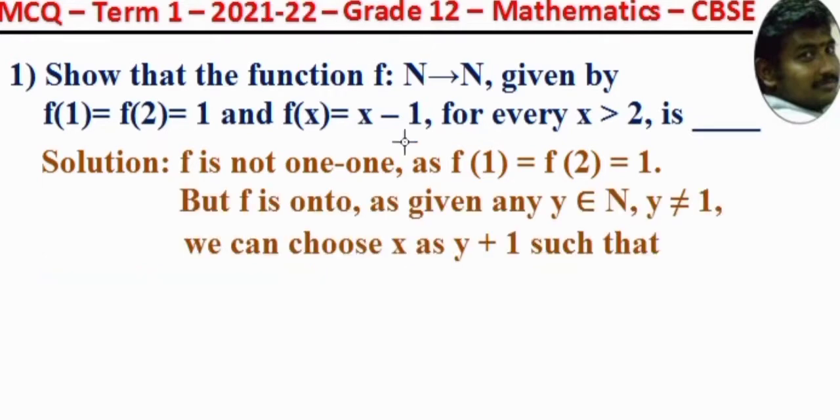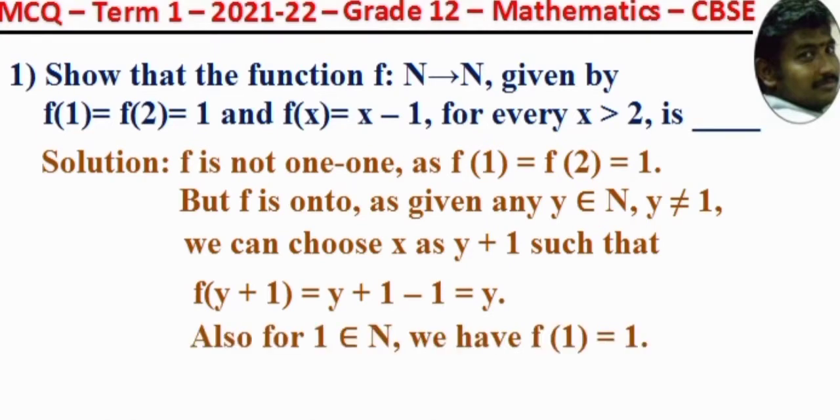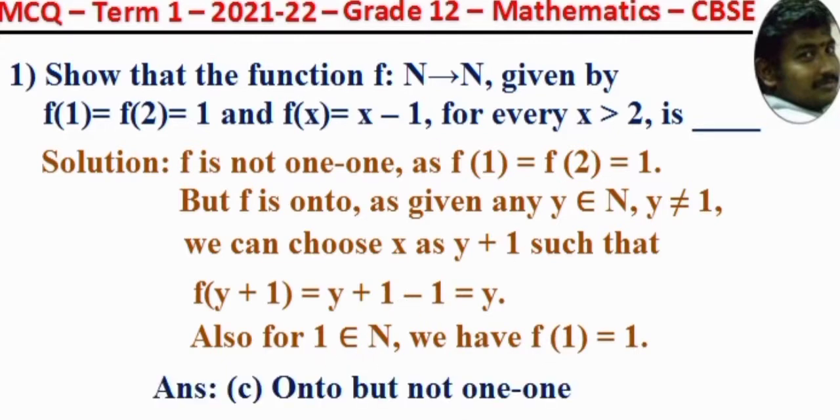If you apply that, what will happen? We choose x as y plus 1. Then f of y plus 1 equal to y plus 1 minus 1, equal to y. As per the formula, we get y, which belongs to N also. And f of 1 is 1 already there. So all elements have their pre-image. That's why we can conclude that the given function is onto but not one-one. So option C is the correct answer.